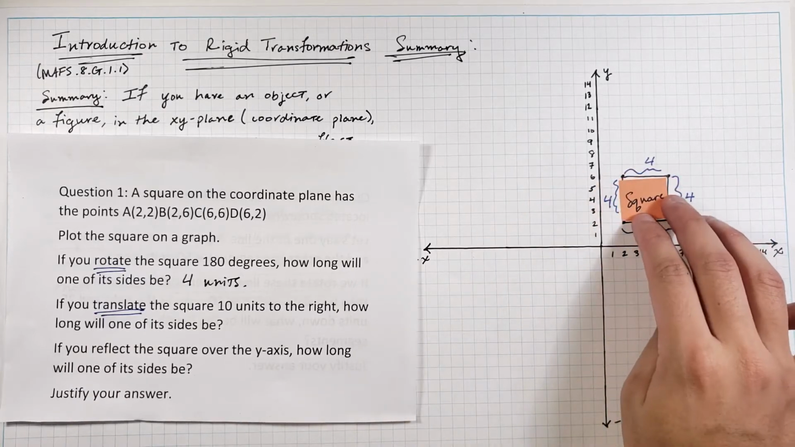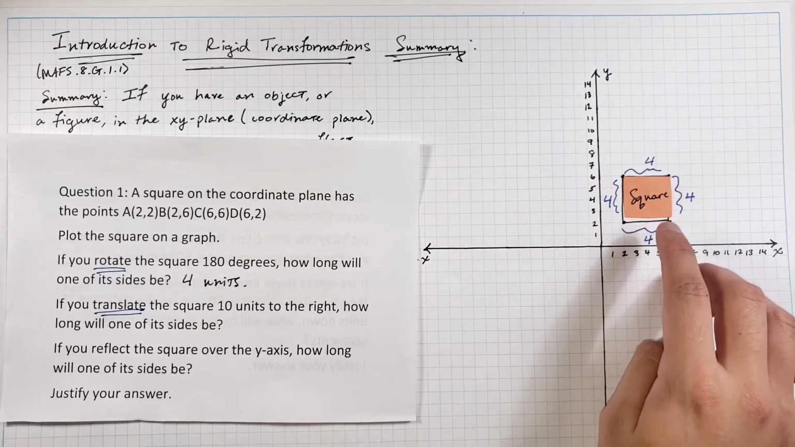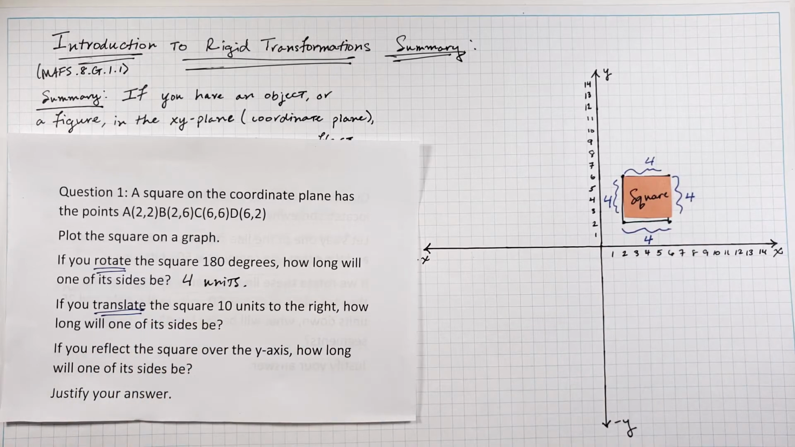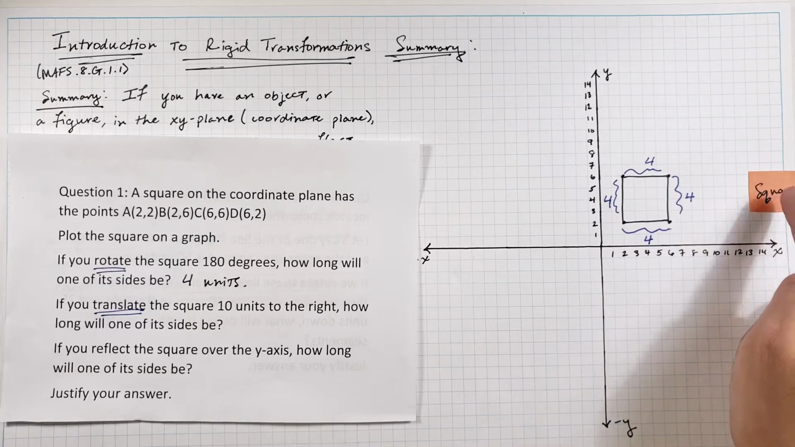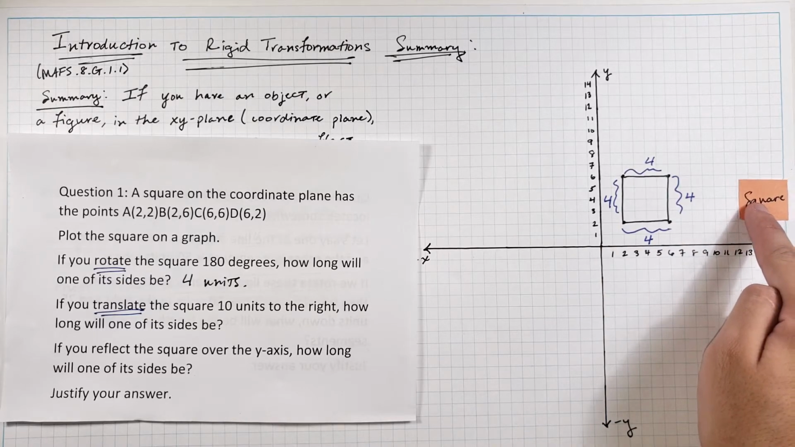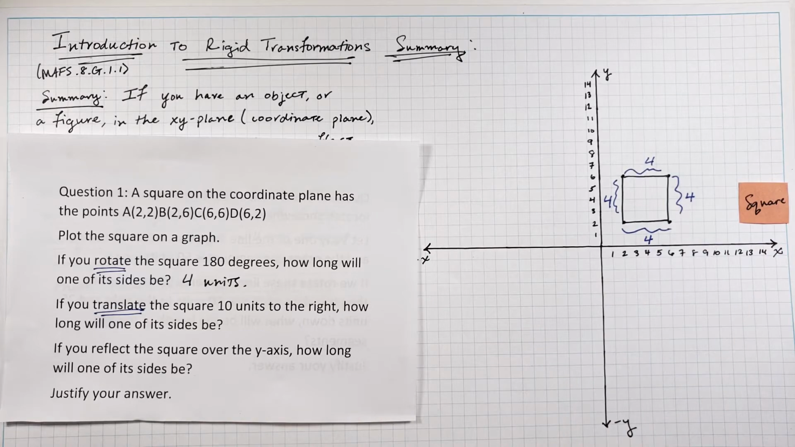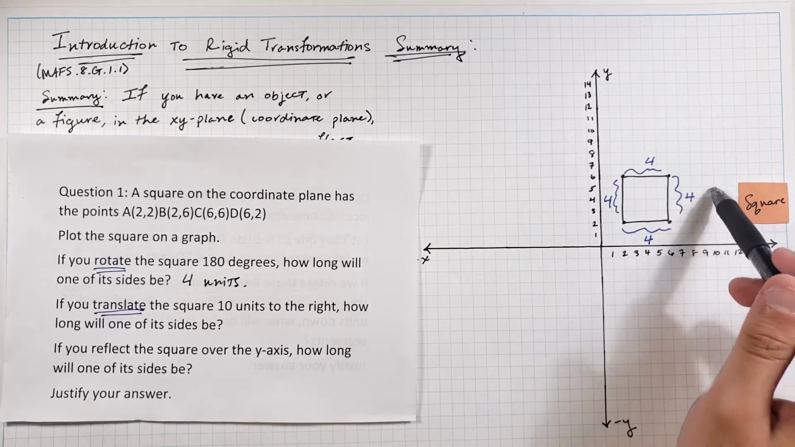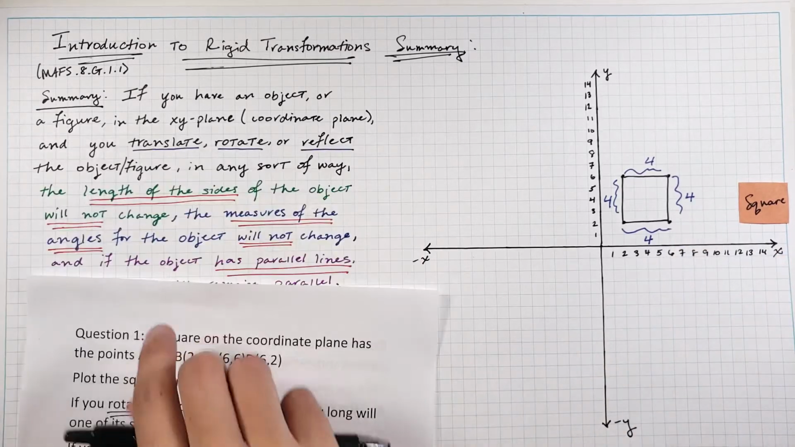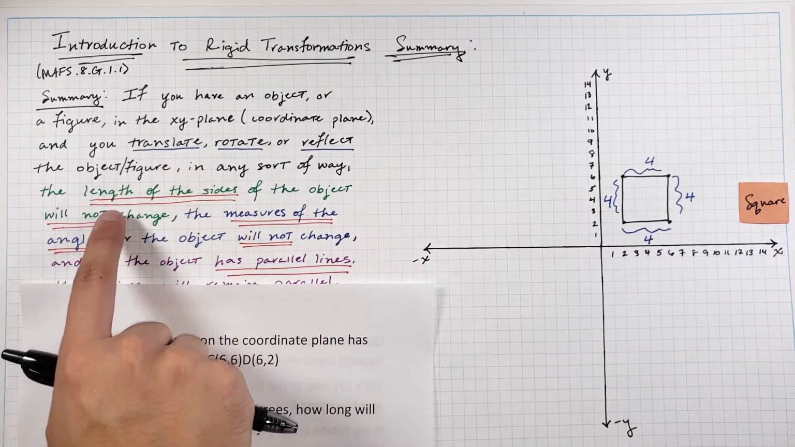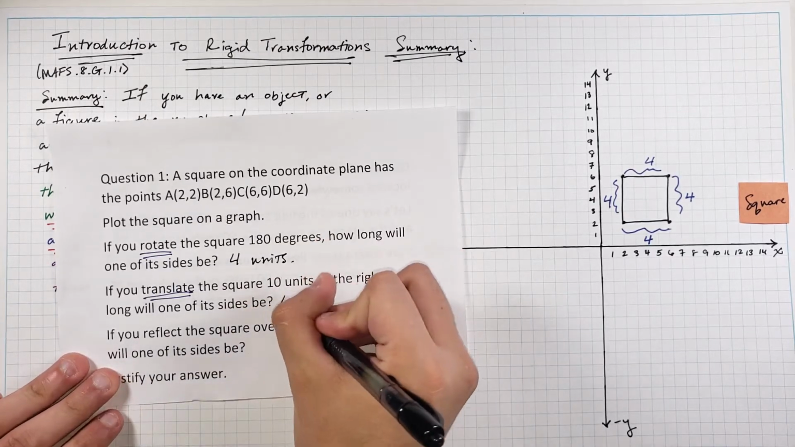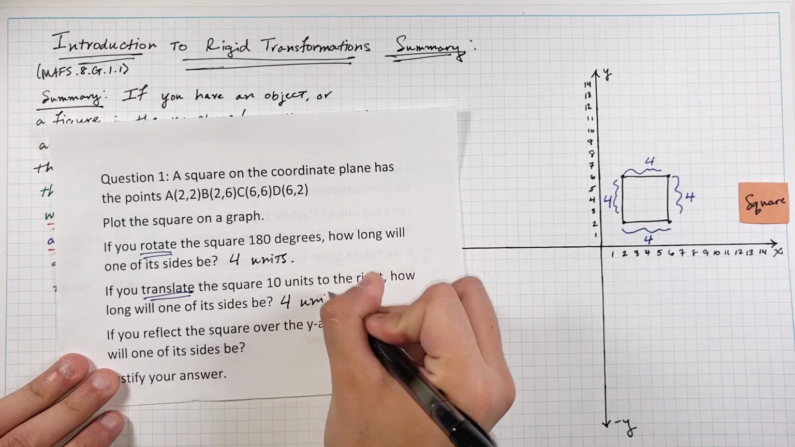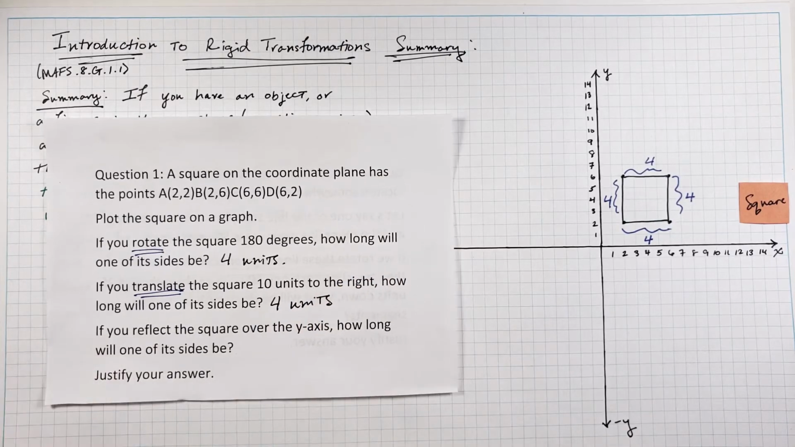So let's say we have the original square here. If we take the original square and translate it 10 units to the right, that means slide the square 10 units to the right, okay? And if you do that, let's just assume we're there, all right? How long will one of its sides be? Well, the length of the sides of the square isn't changing because we're just translating. And translations don't change the length of the sides. So the answer for this one is still 4 units. All right? Next one.